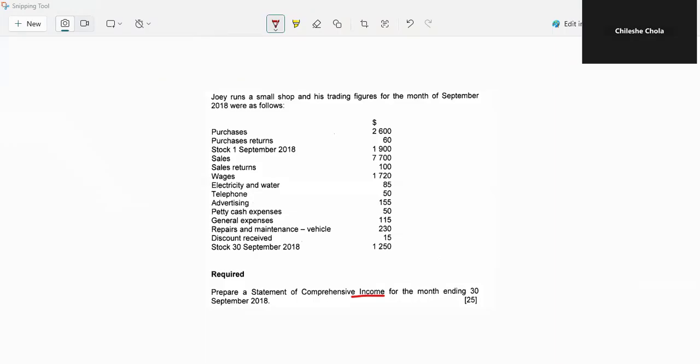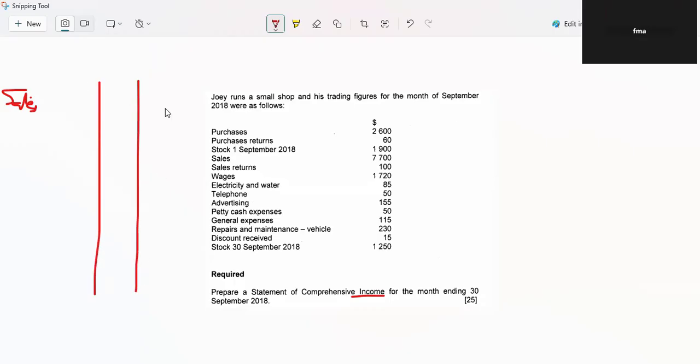So we're starting with sales revenue, 7,700. So sales here is 7,700. What is the job of the income statement? To produce our net profit. So sales is here, 7,700, right?